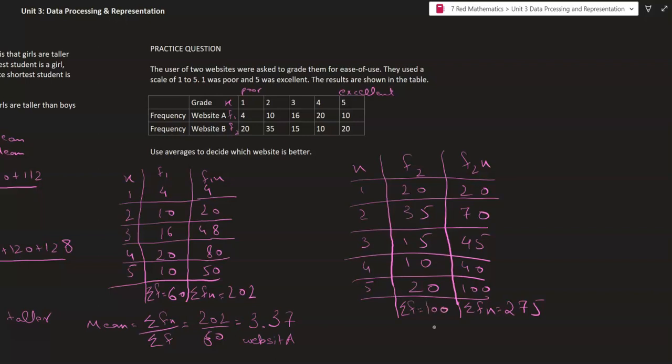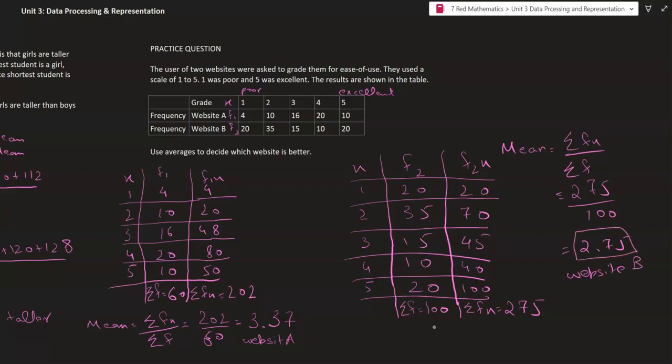So the mean formula is mean equals summation fx divided by summation f. Summation fx is 275, summation f is 100. Once we divide it, we get a value of 2.75. So that's for website B.